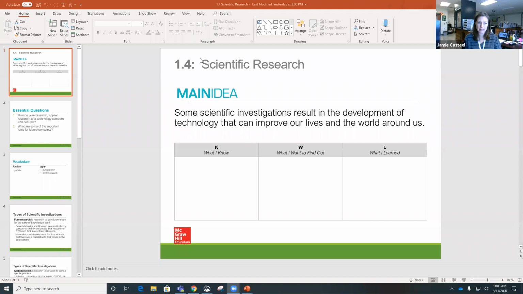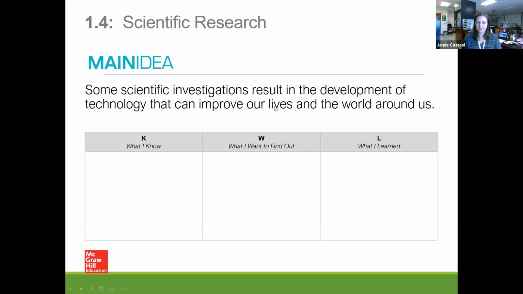Okay, so let's get started. We're going to talk about 1.4. Make sure you've got your notes ready. There we go. All right, so chapter 1, section 4, scientific research.